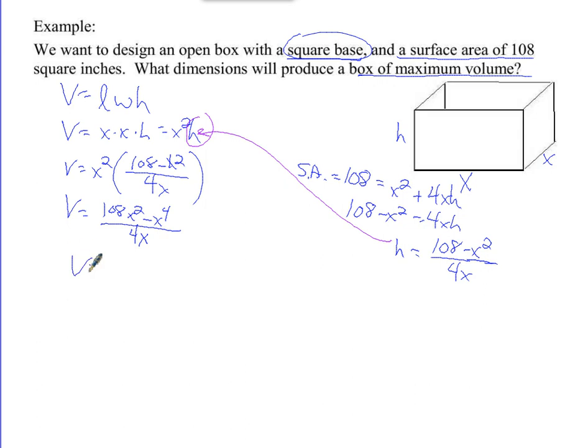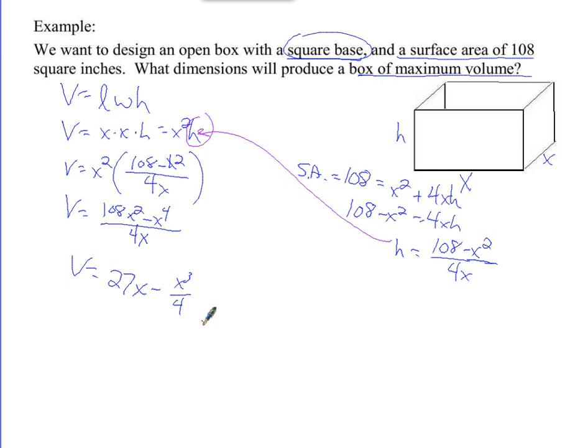So when we simplify that, v equals, we can split this into two separate things. 108 divided by 4, 25 would be 100, so 27x, right? Minus x to the 3rd over 4. So there's our volume function in terms of our one independent variable, x. So that's ready to go.